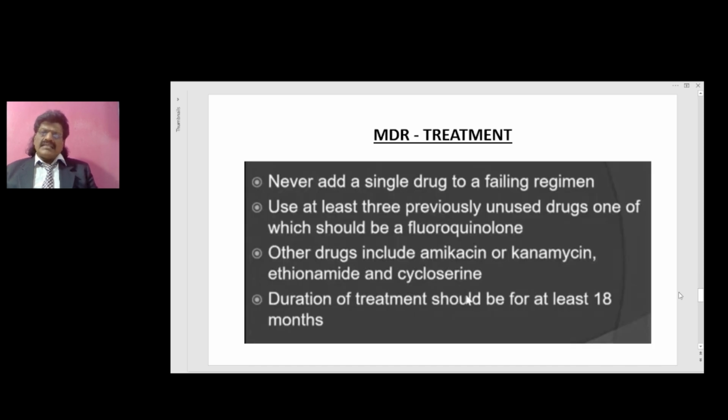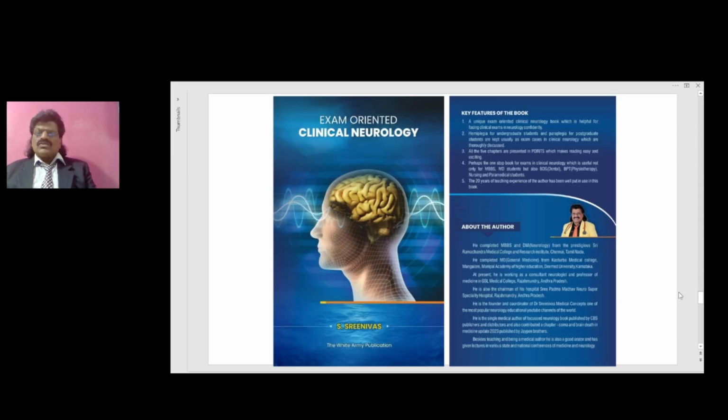The multi-drug resistant treatment includes: never add a single drug to a failing regimen; use at least 3 previously unused drugs, one of which should be a fluoroquinolone. Other drugs include amikacin or kanamycin, ethionamide, and cycloserine. Duration of treatment should be at least 18 months, that is 1.5 years. So these are the wonderful concepts of tuberculous meningitis.